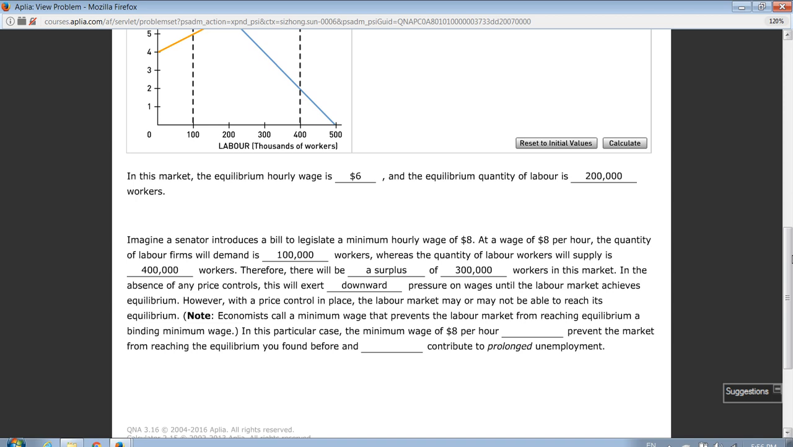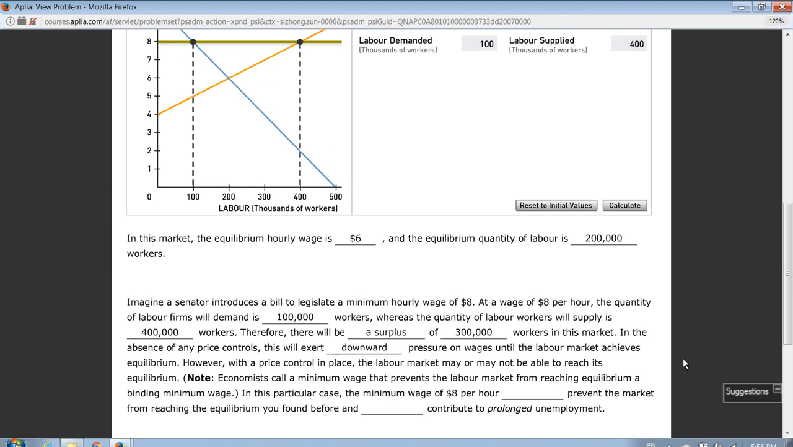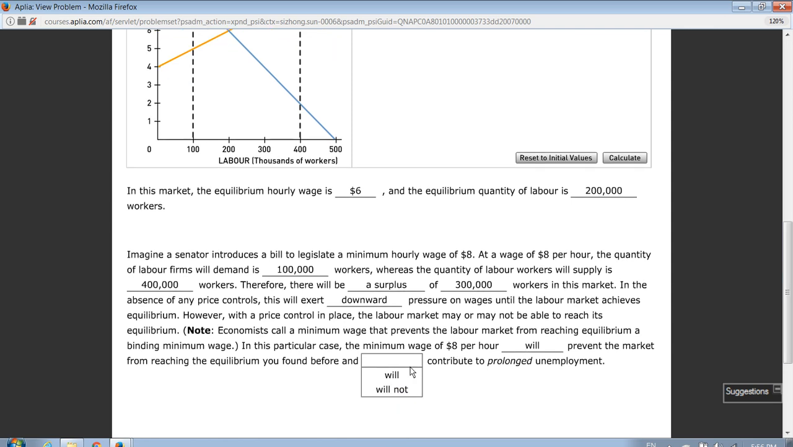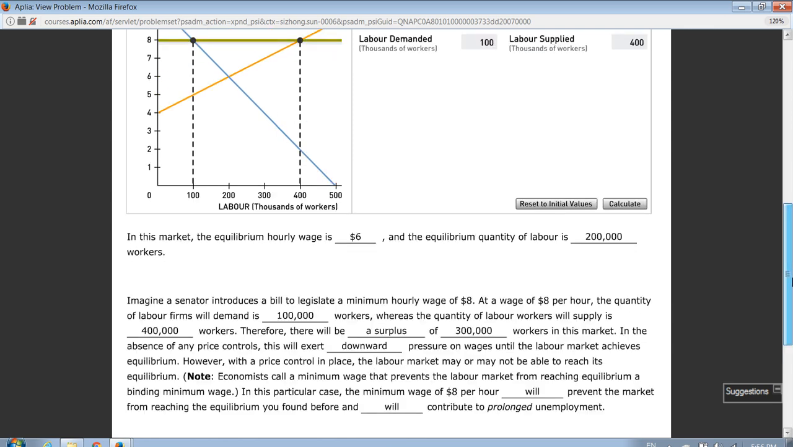However, with the price control in place, the labor market might or may not be able to reach its equilibrium. In this particular case, the minimum wage of $8 per hour will prevent the market from reaching the equilibrium because by law the wage cannot drop, and this will contribute to prolonged unemployment.